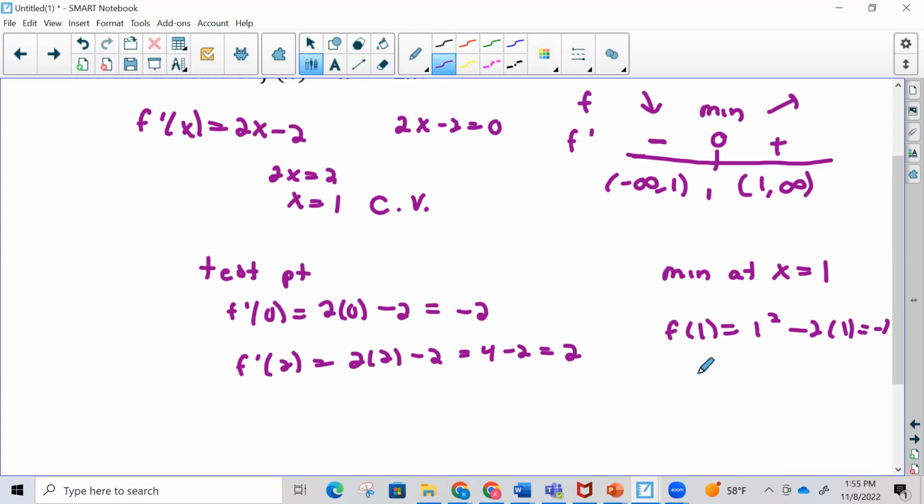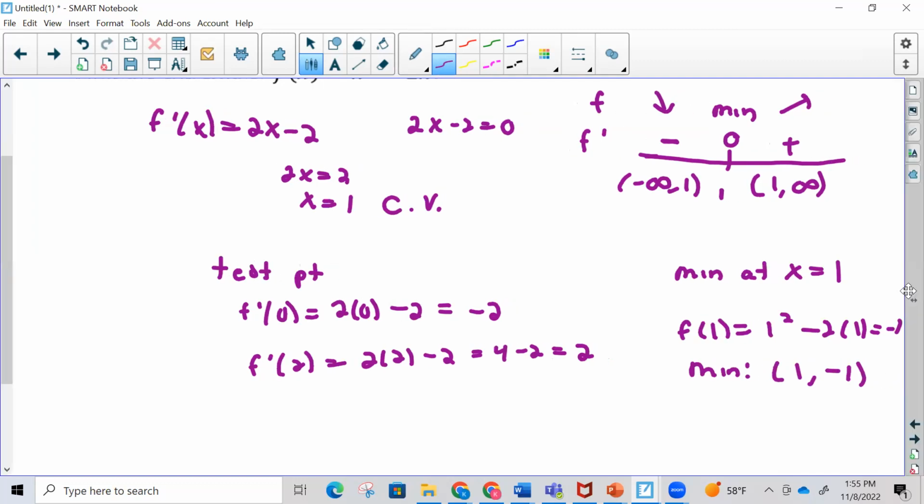And so the minimum, if they ask for the point, would be (1, -1). Okay, and that's how you find the relative extrema.